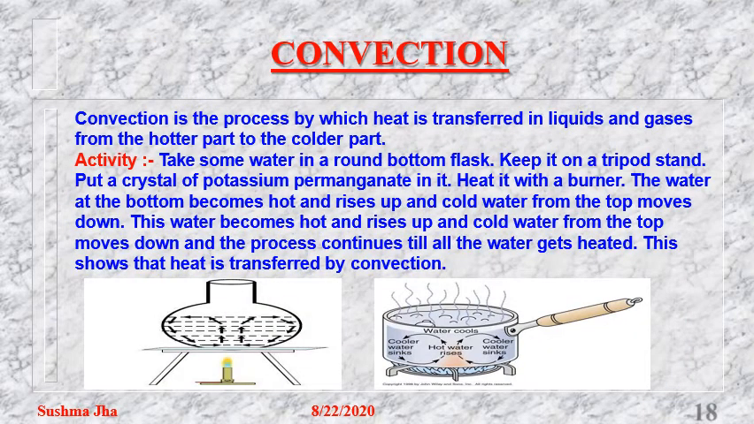The next type of heat transfer is known as convection. Convection is the process by which heat is transferred in liquids and gases from the hotter part to the colder part. One activity we can do: take a round bottom flask, keep it on the tripod stand, put a crystal of potassium permanganate in it, and heat it with the burner. The water at the bottom becomes hot and rises up, and the cold water from the top moves down. This water also becomes hot and rises up, and cold water from the top moves down, and the process continues till all the water gets heated. This shows that heat is transferred by the convection process.